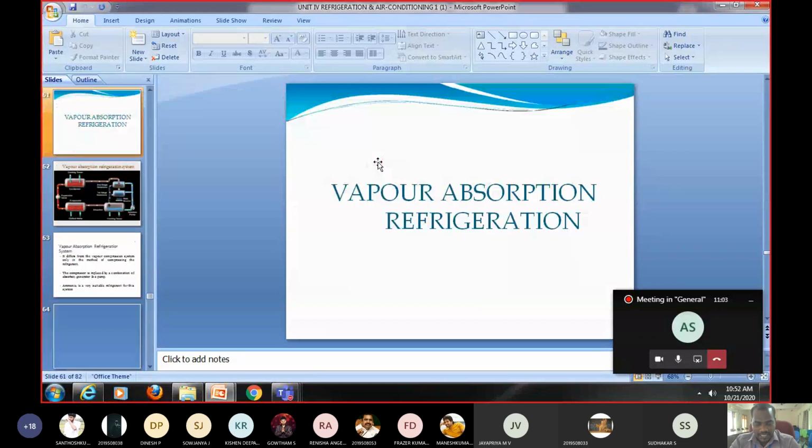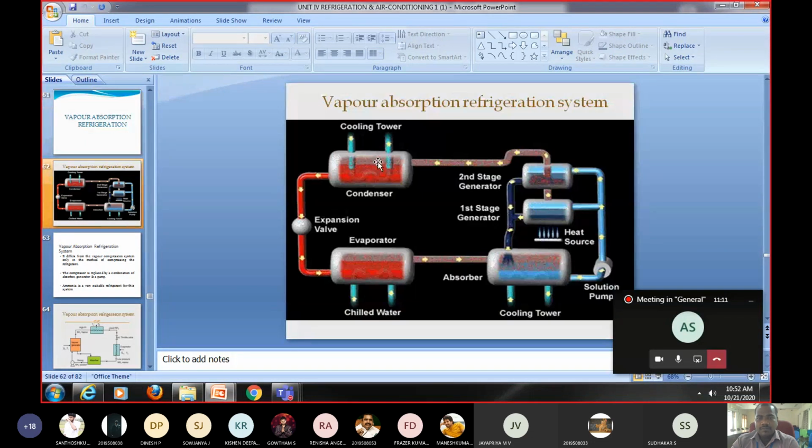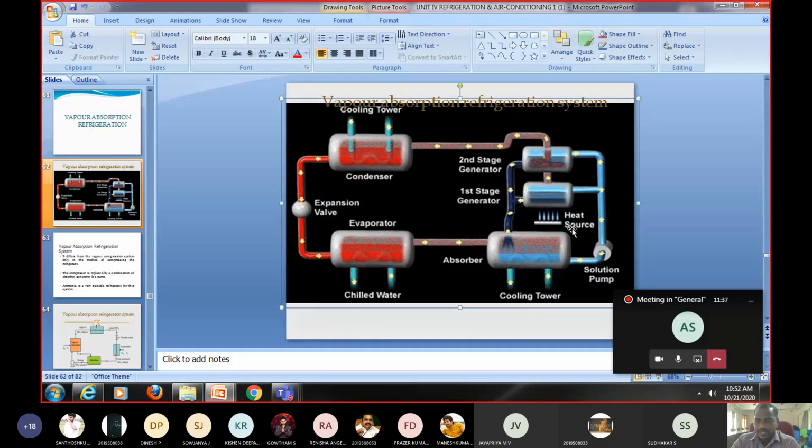Then the next type of refrigeration is the vapor absorption refrigeration system. These are the components involved in the vapor absorption refrigeration system. Here, instead of a compressor, we have a heating generator, and its source is provided. In the case of the VCR system we give work as an input, whereas here we give heat as an input. You can see this.